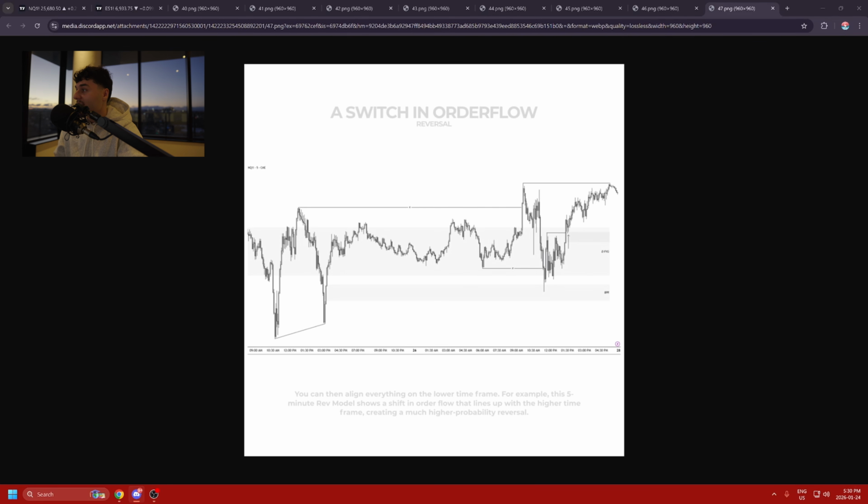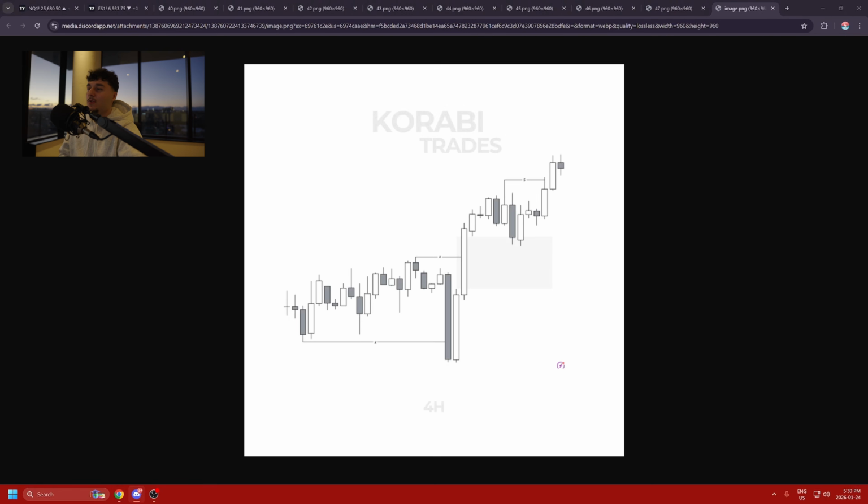Now, which ties us into multi-time frame alignment. Now, what is multi-time frame alignment? So multi-time frame alignment is when price has multiple imbalances or inefficiencies sitting in one area.